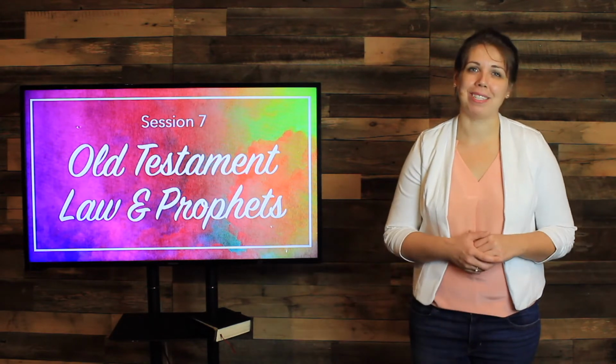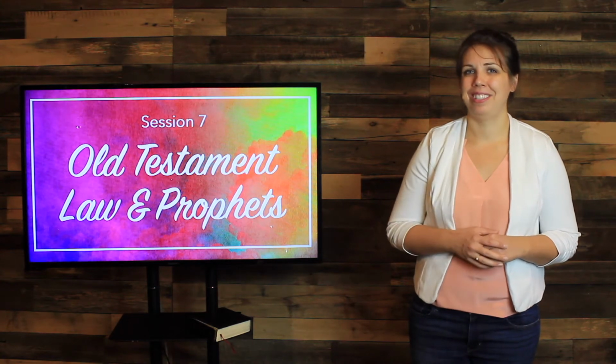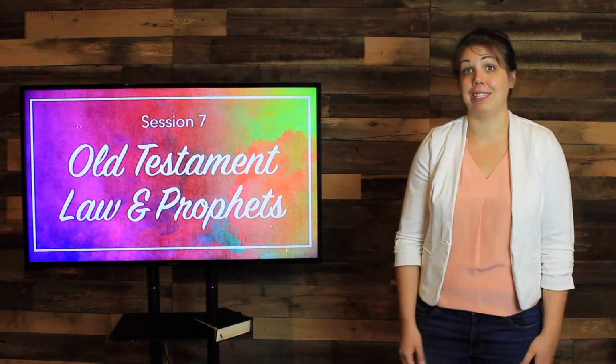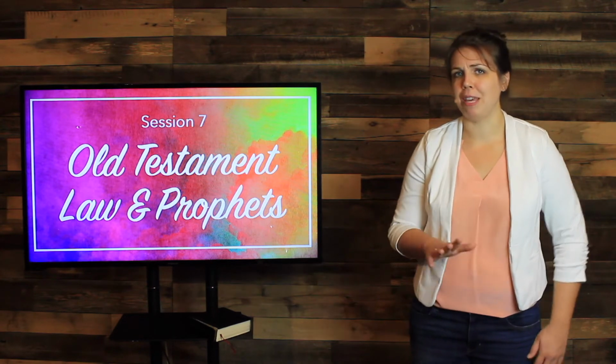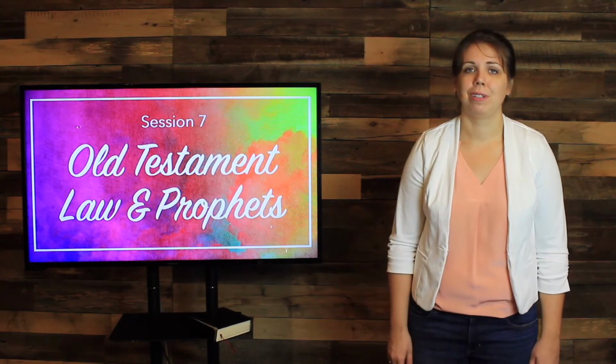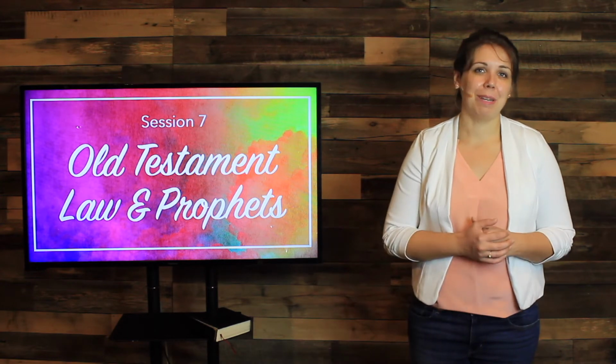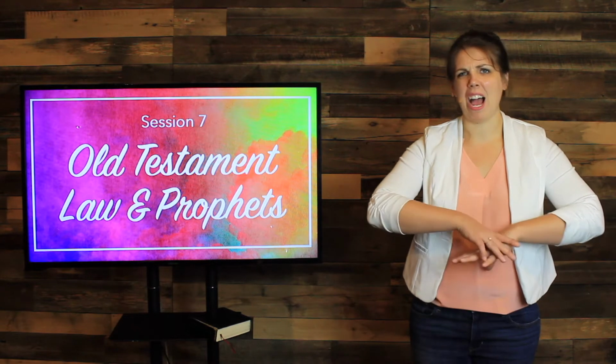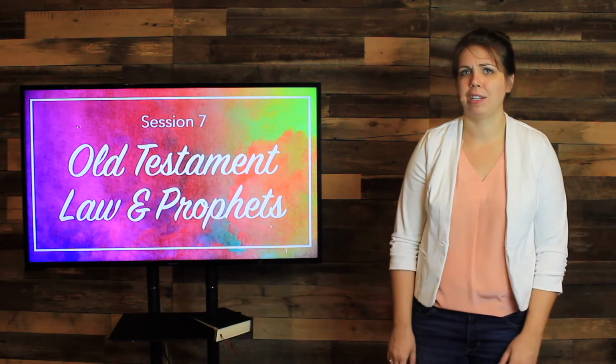Some of these requirements are clearly moral. Don't commit adultery, and honor your parents, and don't mistreat the immigrants who live among you. Other stipulations are clearly religious, like don't make any idols or images of God.